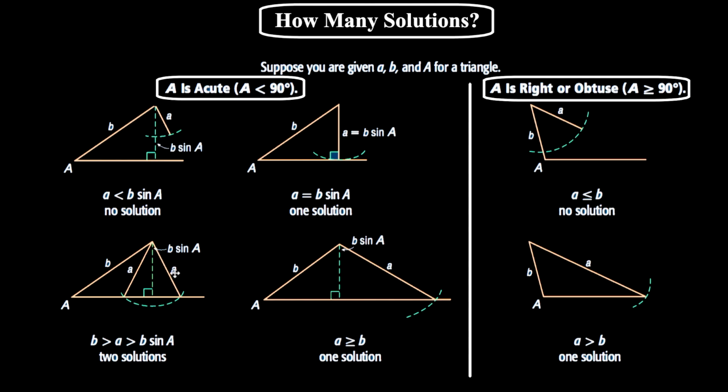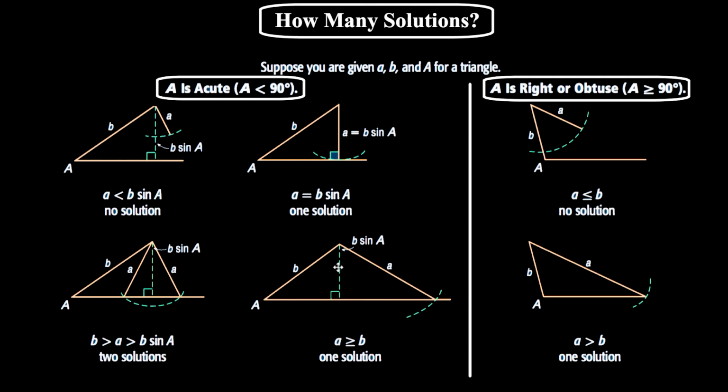If b times the sine of A is smaller than a, so this height is smaller than a, and a is smaller than b, where this is the longest side, we have two different triangles that we could get here. This triangle right here is a perfectly valid triangle where angle B is obtuse, or we have the bigger triangle here where angle B would be acute. But a is the same length in either one. So that's two different triangles, so that's two solutions.